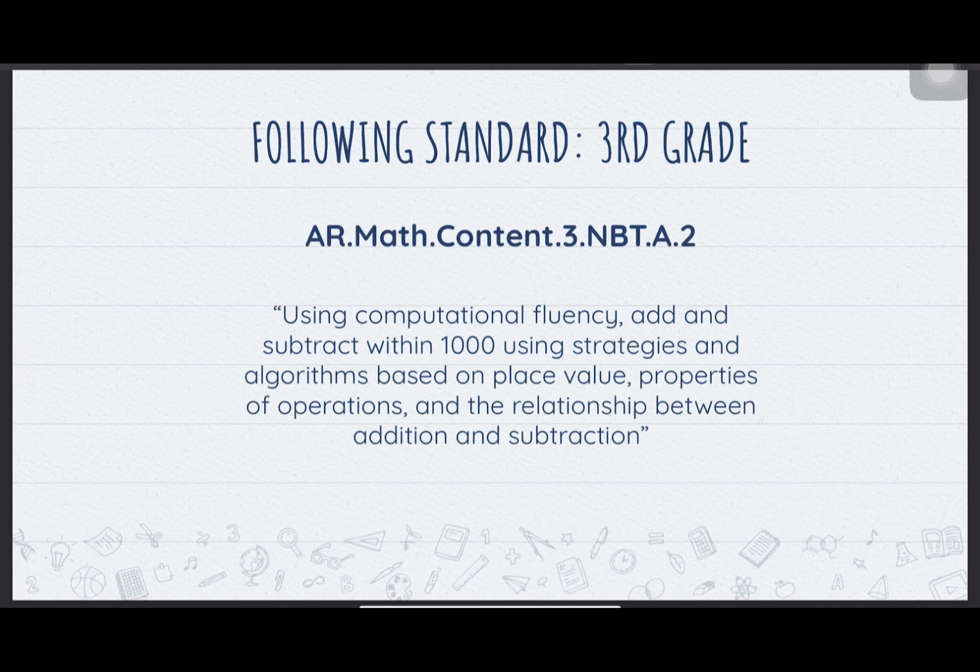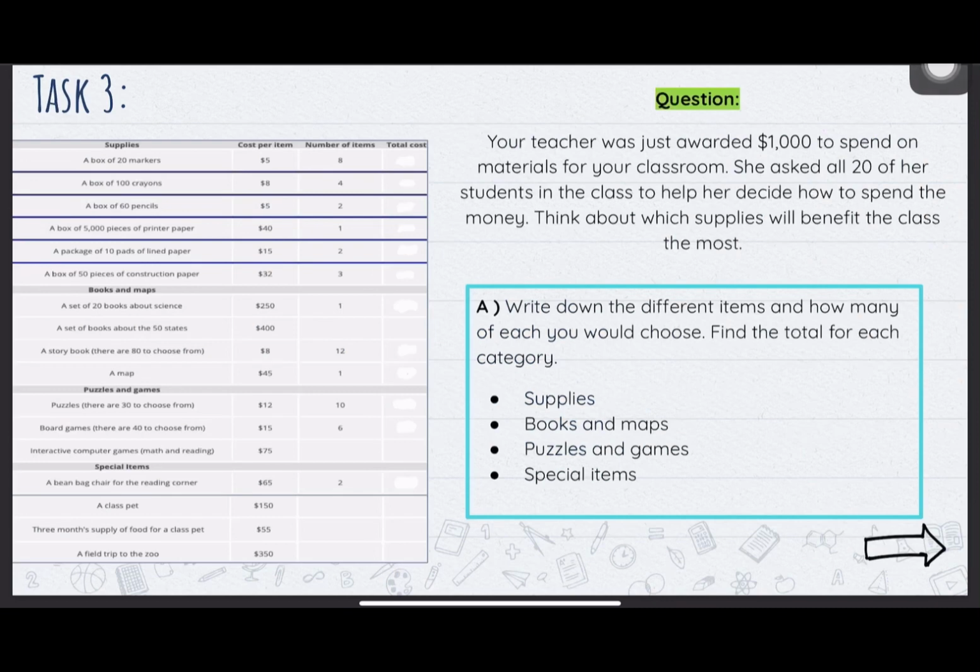Our following standard is from 3rd grade, and it says using computational fluency, add and subtract within 1,000 using strategies and algorithms based on place value, properties of operations, and the relationship between addition and subtraction. So now let's take a look at task 3. The question is, your teacher was just awarded $1,000 to spend on materials for your classroom. She asked all 20 of her students in the class to help her decide how to spend the money. Think about which supplies will benefit the class the most.